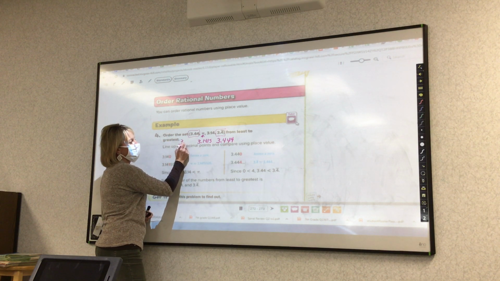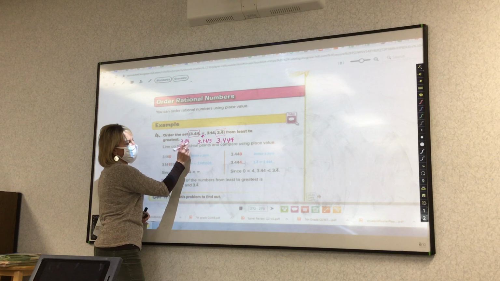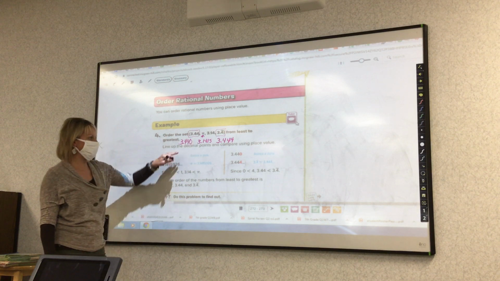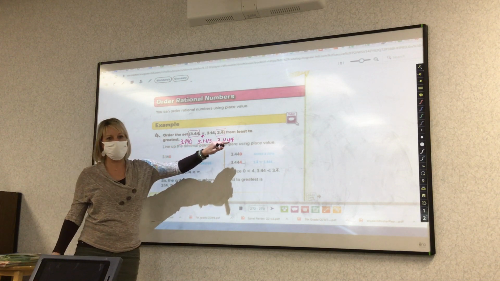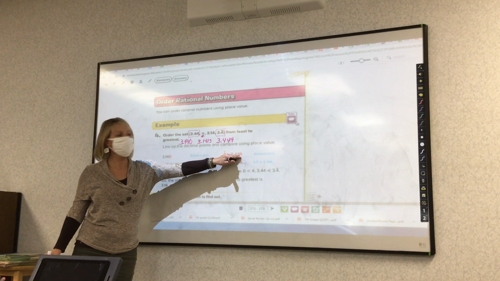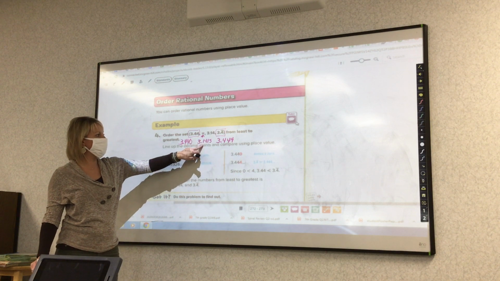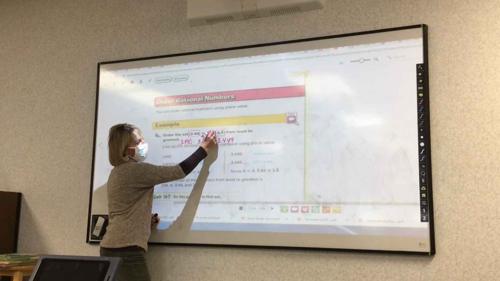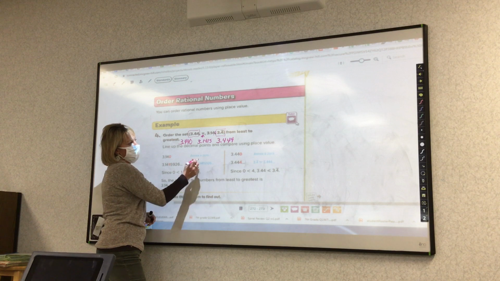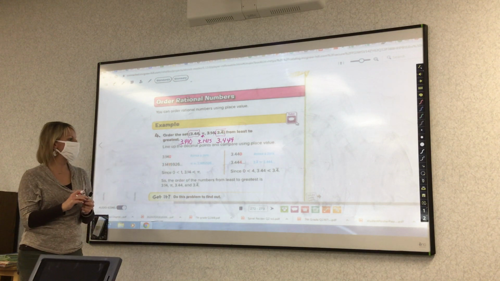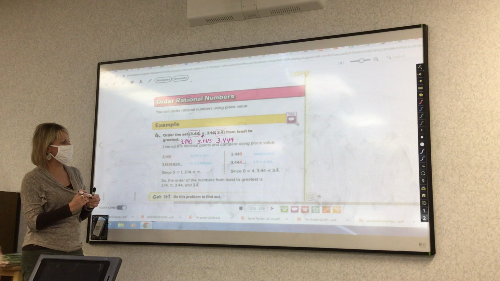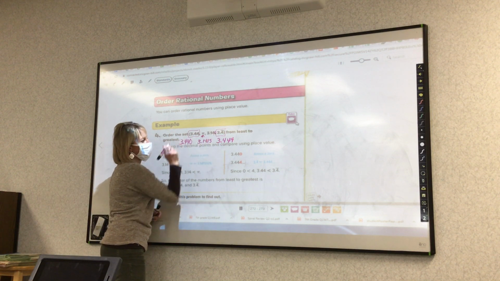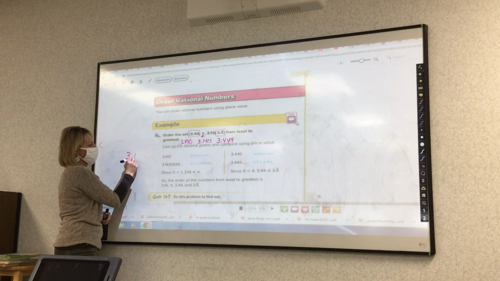How would I write 3 and 44 hundredths? What do I put in the thousandths place? A zero. So now I'm really comparing 440 to 444. That's why we wanted to know pi, because this would be 1, 4, and what do I put after that? A 0. So now we need to go from least to greatest. So the 3.140 is going to go first. So I'm going to write 3.140.